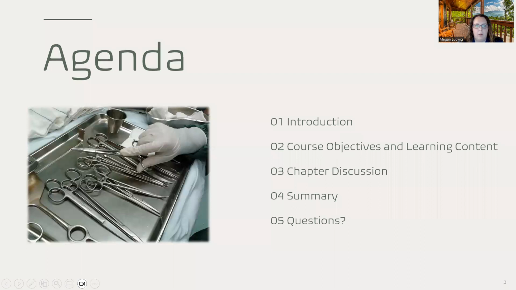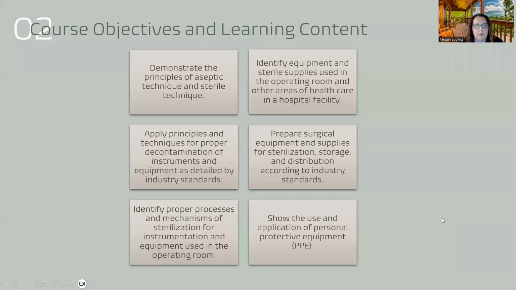All right, so on the agenda today, we went over the introduction. We're going to go over some objectives. I'd like to go over the objectives every week so you kind of know what we're getting into in our learning content. We'll talk a little bit about what you'll be seeing as far as your assignments go throughout the week. Summary and questions. So let's get started.